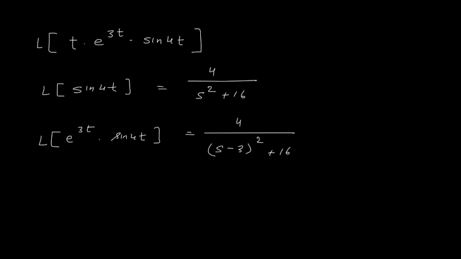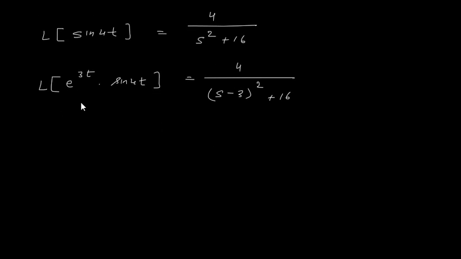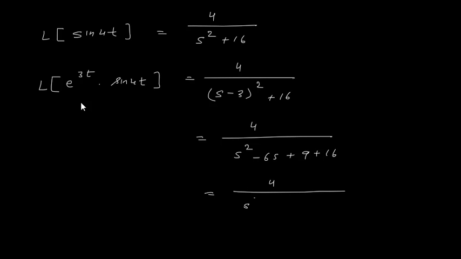Now I can expand this at this stage. So it will become 4 upon s square minus 6s plus 9 plus 16. That will give me 4 upon s square minus 6s plus 25. This is Laplace of e power 3t into sin 4t.